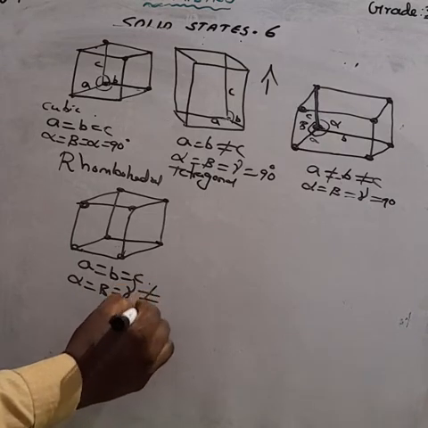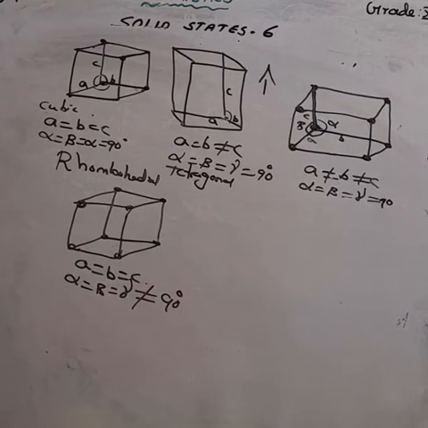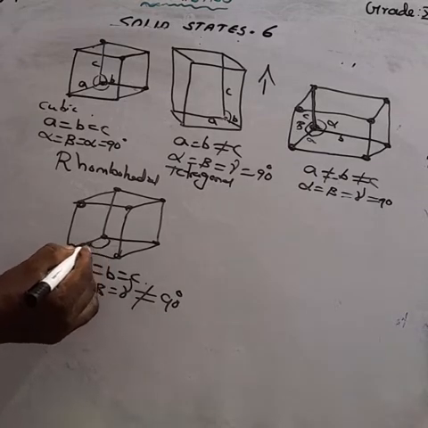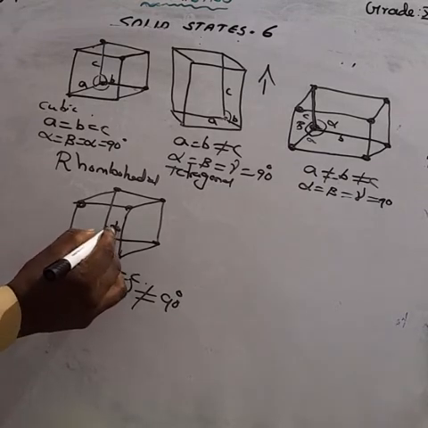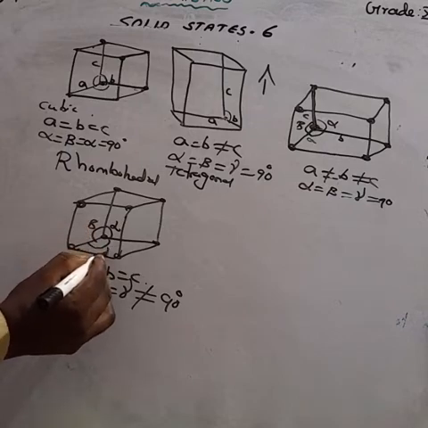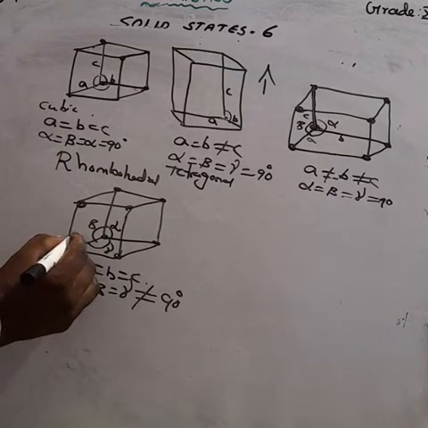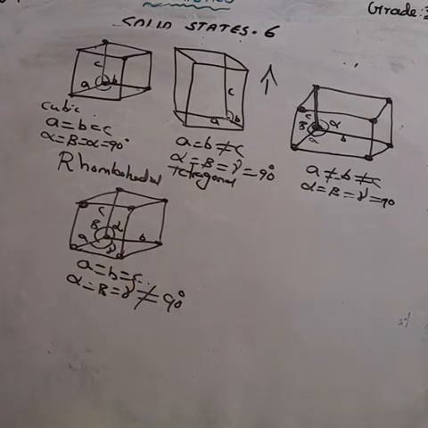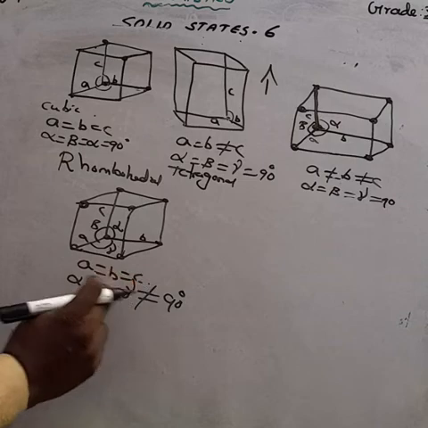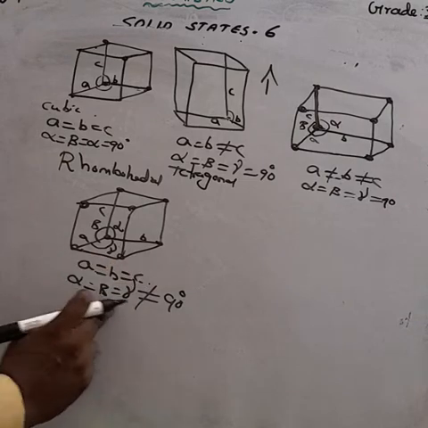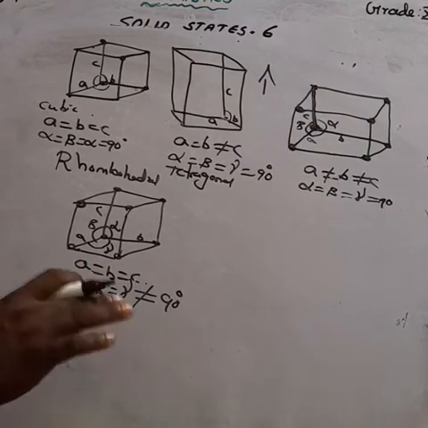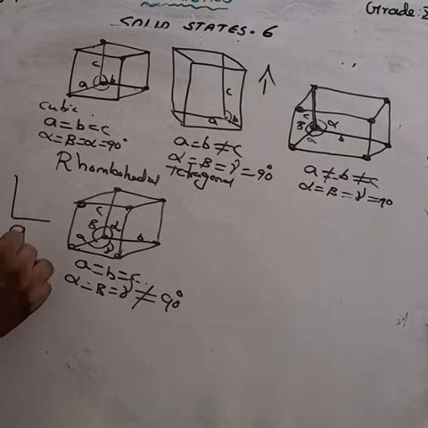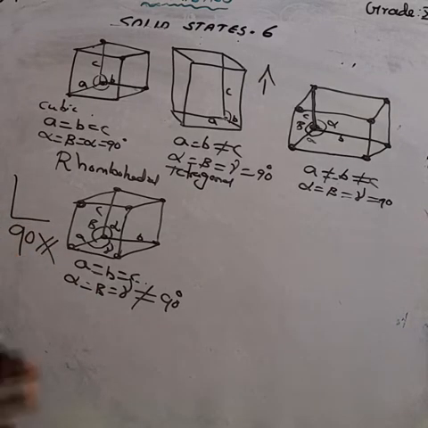But gamma is not equal to 90 degree. Can you understand? Alpha is equal to beta, beta is equal to gamma, gamma is not equal to 90 degree. That is about the rhombohedral. Same length, almost the same length, but angles not equal to 90 degree, because alpha is equal to beta, beta is equal to gamma, but it is not equal to 90 degree.